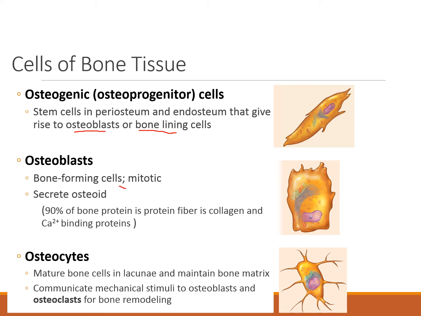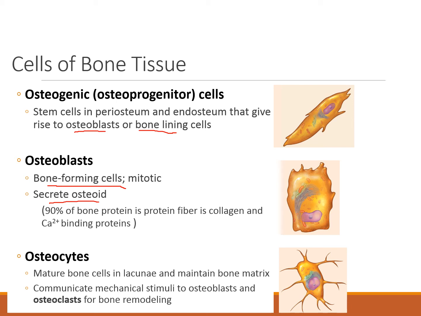Osteoblasts are bone-forming cells. They are the bone builders. These cells are mitotic, which means they reproduce, and their main job is to secrete osteoid. 90% of the bone protein that they are secreting is collagen and calcium binding proteins. In addition to secreting these proteins, they're secreting proteoglycans as well and other substances necessary for making the bone matrix.